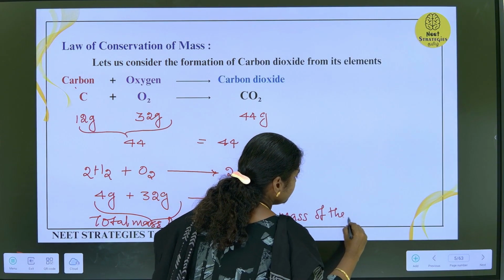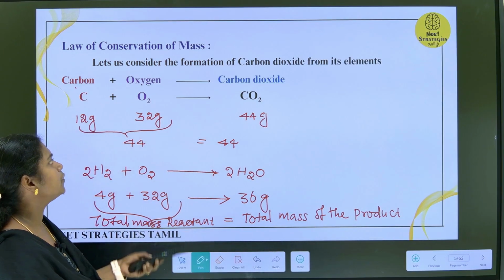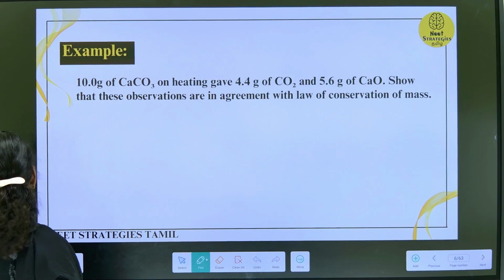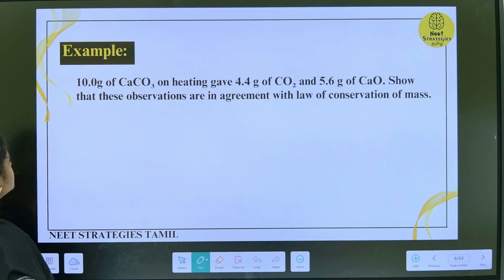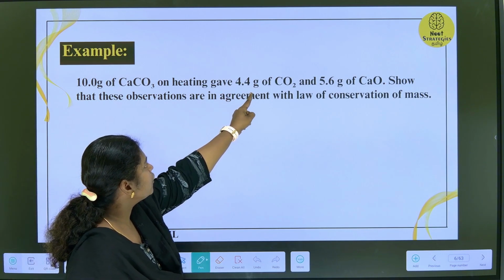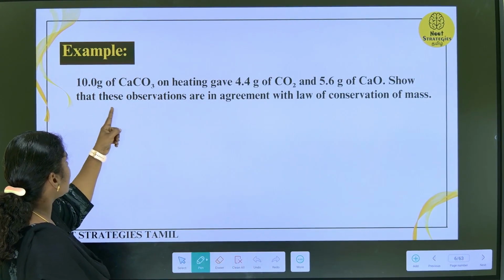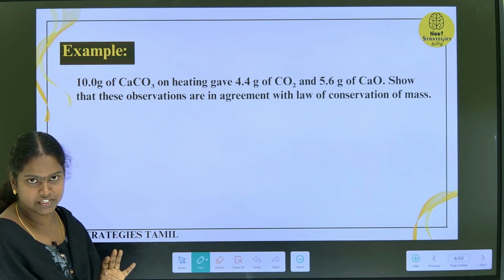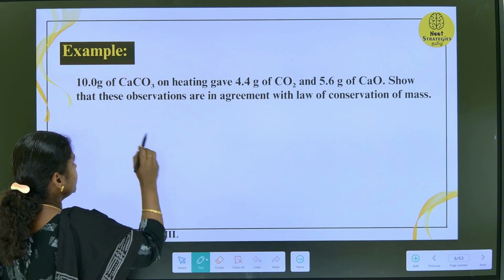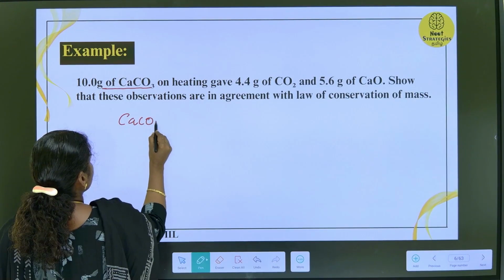So the mass of the reactant becomes equal to the mass of the product. This is proved as the law of conservation of mass, right? Next, another related problem: 10 gram of calcium carbonate on heating gave 4.4 gram of carbon dioxide and 5.6 gram of calcium oxide. Do these observations agree with the law of conservation of mass? We will check whether it follows the law. 10 gram of calcium carbonate will be heated.